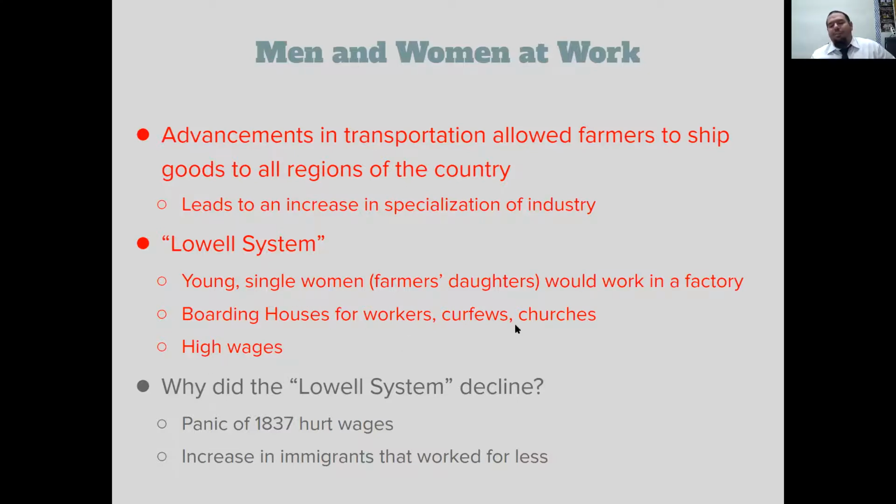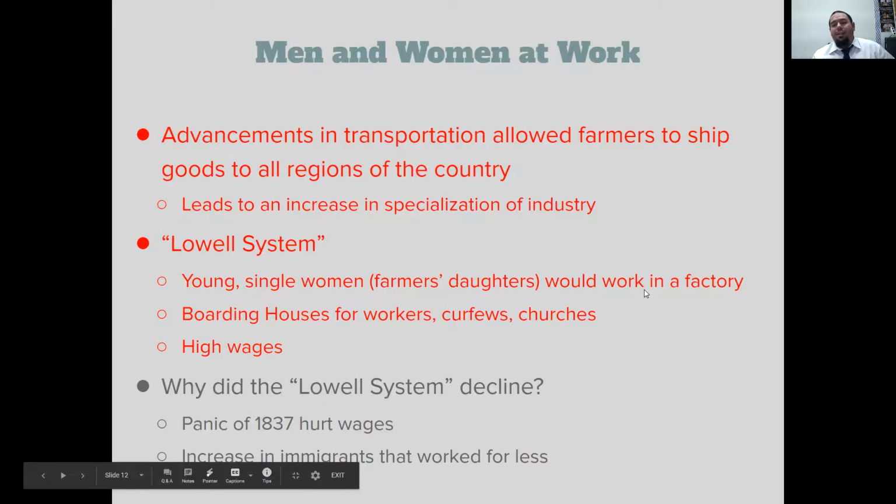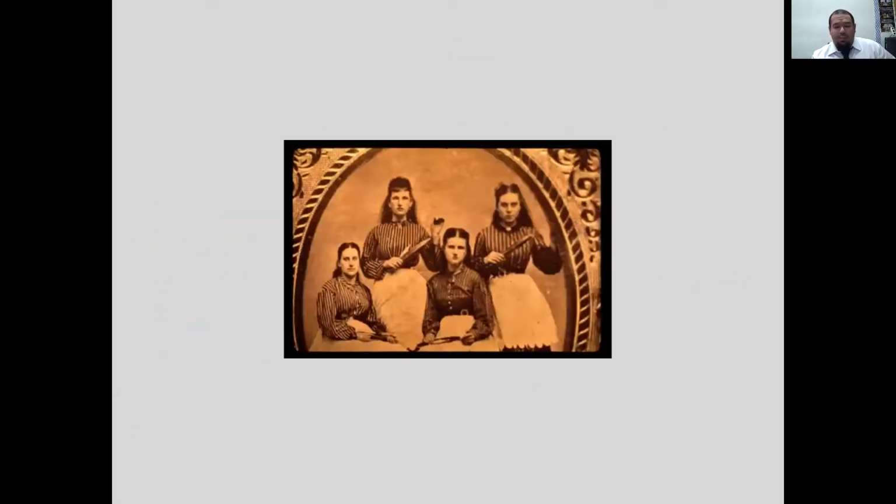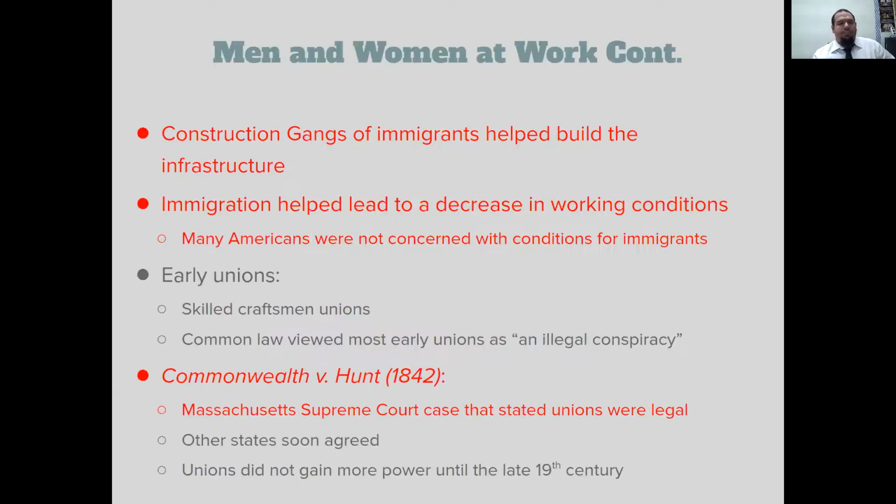But the Lowell system did fail, partly because of the Panic of 1837. You had to lower the wages. You couldn't keep paying people the high wages. And also there was an increase in immigrants that worked for less. Again, the idea of stealing their jobs. So here you have a woman from the Lowell system photograph.